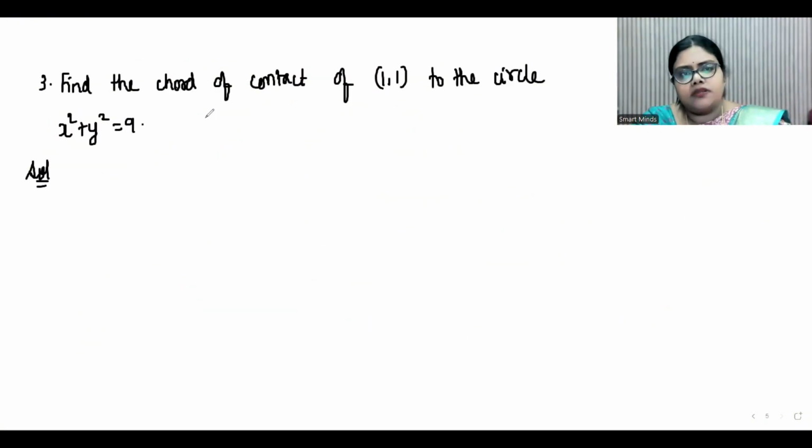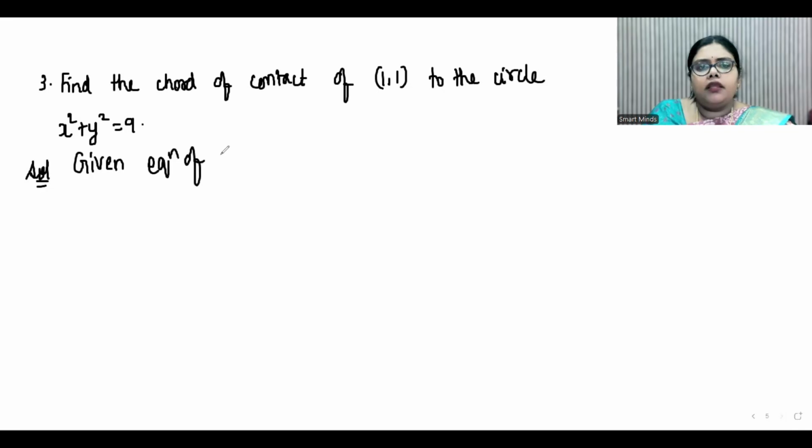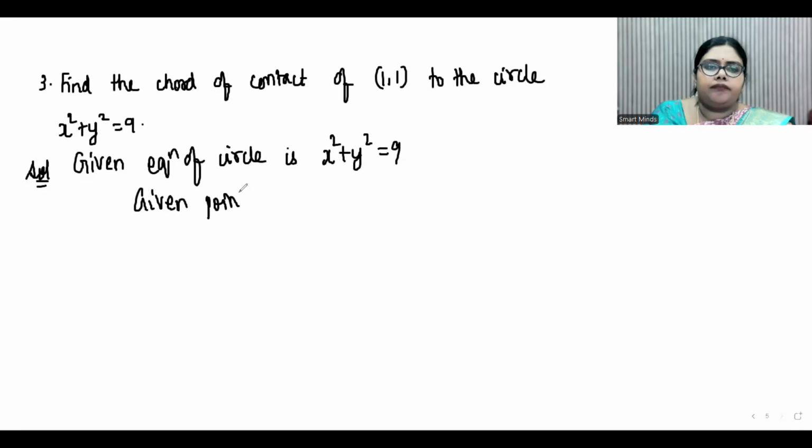Take the next question. The same way you have to do this. Find the chord of contact of 1, 1 to the circle x square plus y square is equal to 9. So what is the given equation of the circle? Here if you see, the circle is given in standard form. X square plus y square is equal to 9. And what is the given point? Given point is 1, 1. Take this as x1, y1.